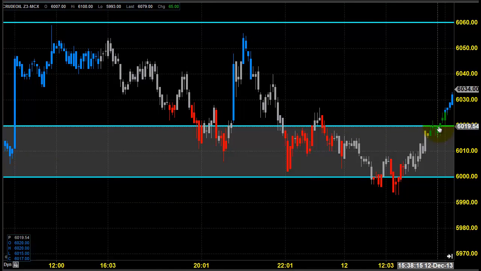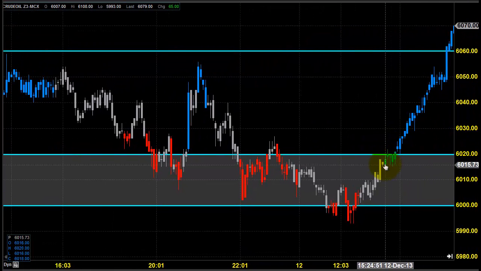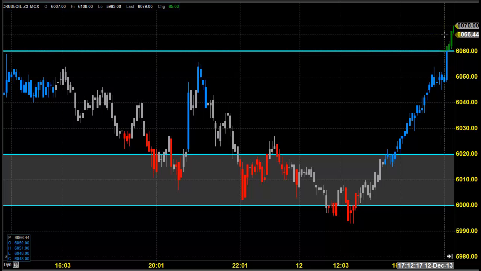The price was quite comfortable in staying above the 6020 zone. What actually happened was the price took the support near 6000, and it was just likely to move above the 6020 zone. And what happened after? The price was quite comfortable in clearing the 6060 zone also, which was the key resistance.